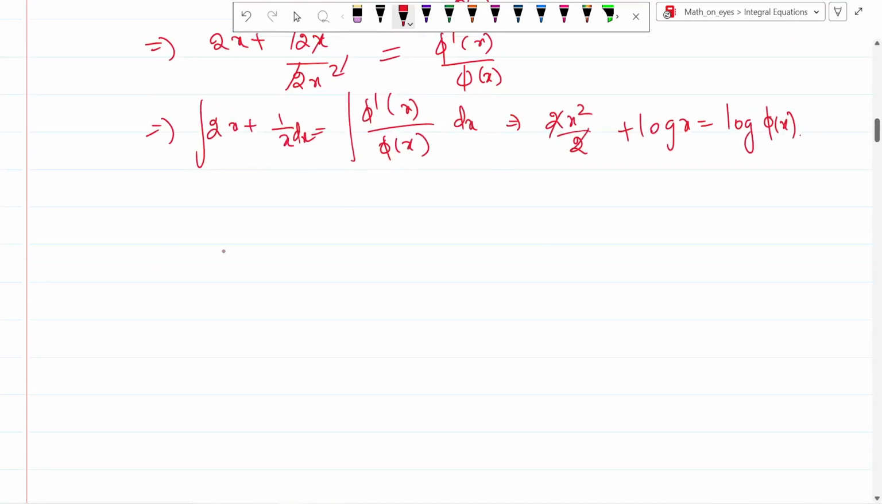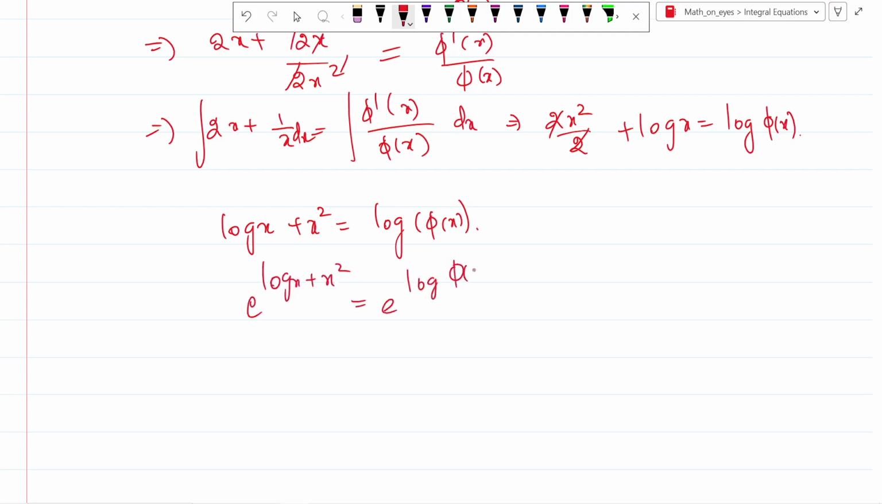Now the 2 cancels each other. Log x plus x squared is equal to log phi of x. Now we have this phi of x, which is raising to the power e on both sides. We will have e to the power log x plus x squared is equal to e to the power log of phi of x.